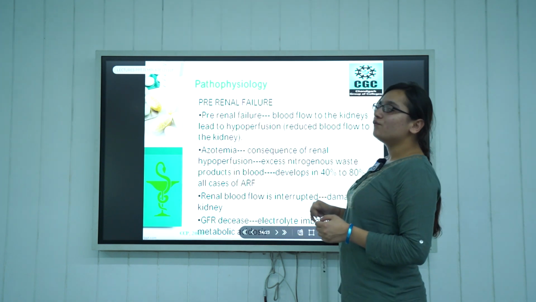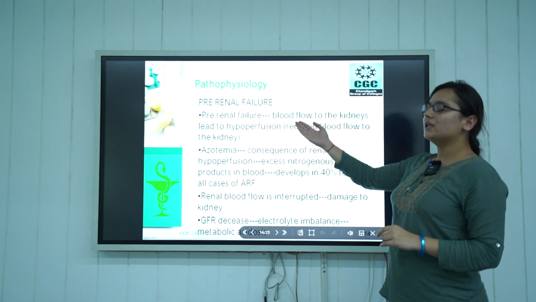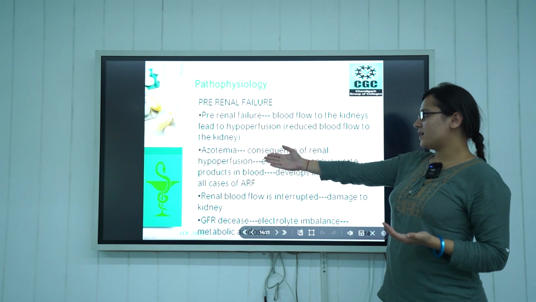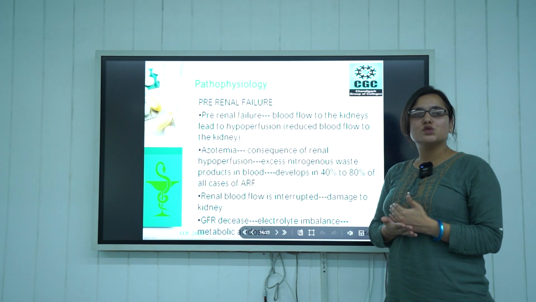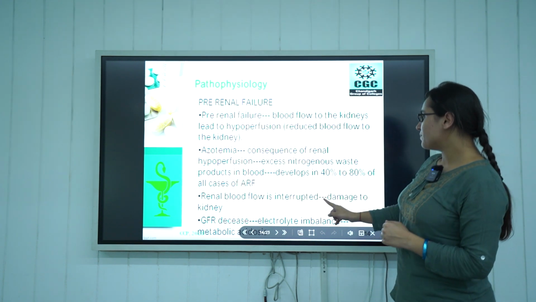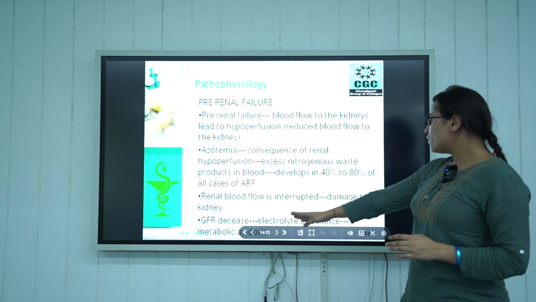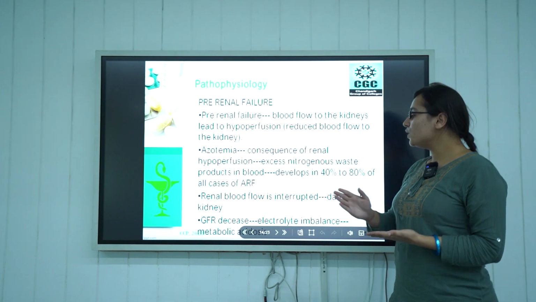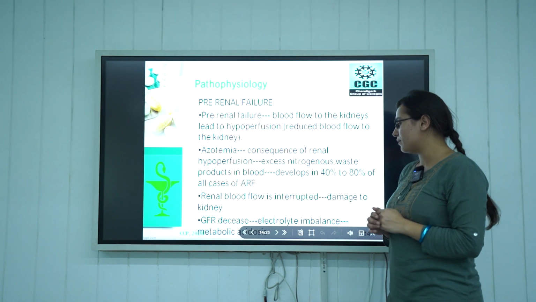Okay, so here is the pathophysiology, prerenal, intrarenal and postrenal. As I have told you, prerenal can be due to reduced renal blood flow, right? There can be azotemia. Azotemia, as we have already discussed, is when urea and other nitrogenous compounds get accumulated, right? So if the renal blood flow is interrupted, then there will be damage to the kidney, right? And our GFR will decrease, there will be electrolyte imbalance, and there will be a buildup of acids in the body, which is called metabolic acidosis. We have discussed the term in the intro part, if you remember, right?